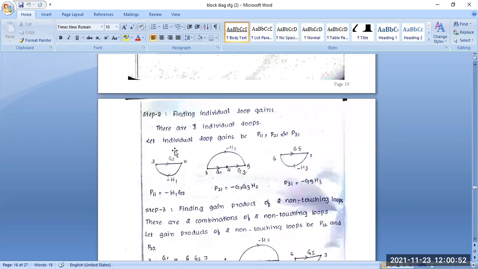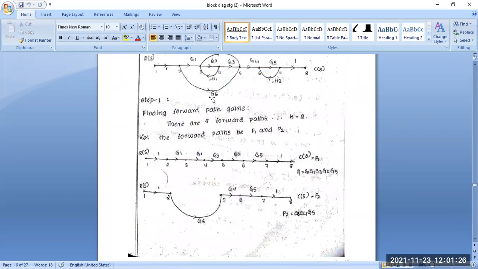Next we have to find any individual loops present in this problem. In this case, three individual loops are present. We name these loops P11, P21 and P31. There are also rules for this naming. First, here you can see node 3 and node 4, with G2 and the feedback minus H1. In this diagram, between 3 and 4 this is H1.